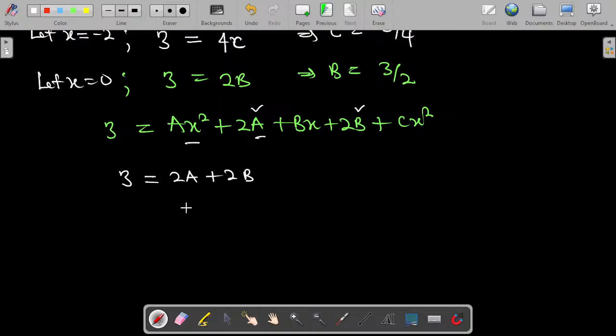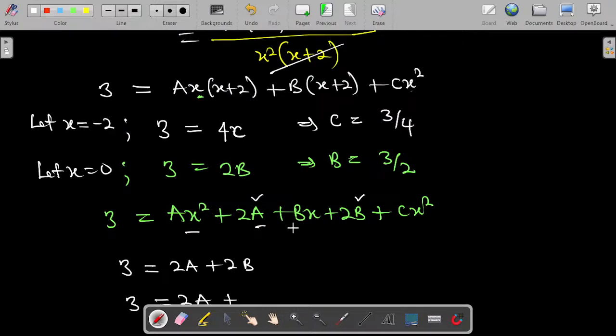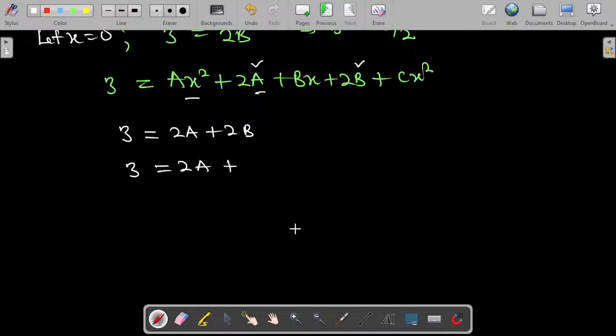Okay, so let's substitute. We already have the value for b. So what is our b? Our b is 3 over 2. So we are going to have 2 times 3 over 2. The 2 here will cancel this 2. So we'll have 3 is equal to 2a plus 3. This 3 coming over here will be 0. So you have that your a is equal to 0.